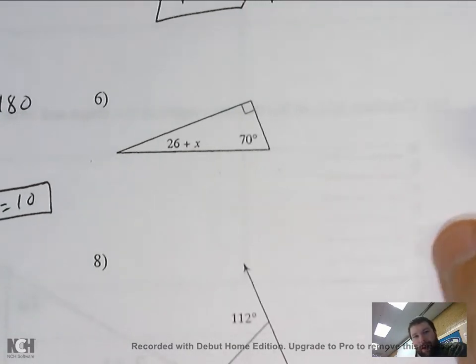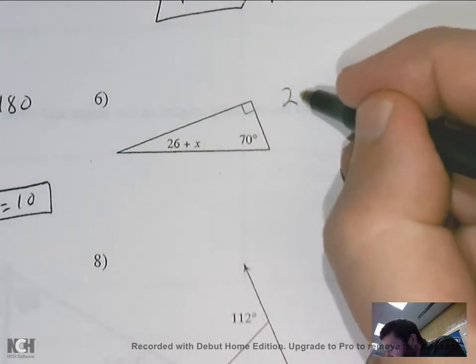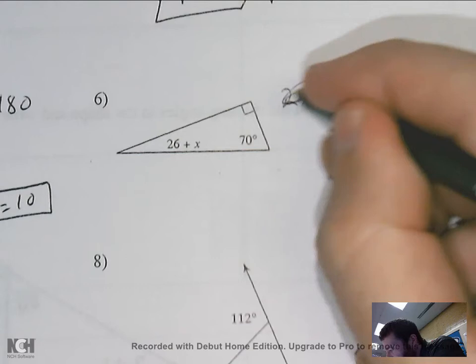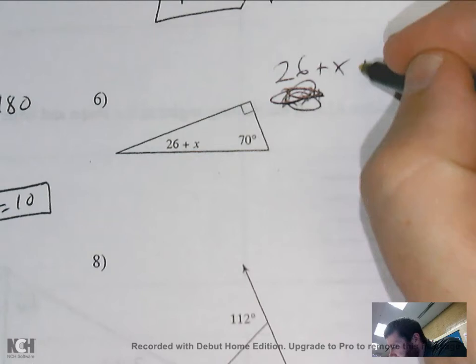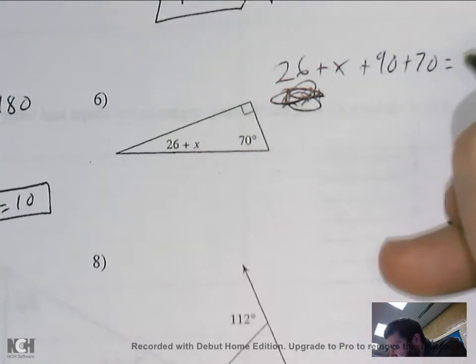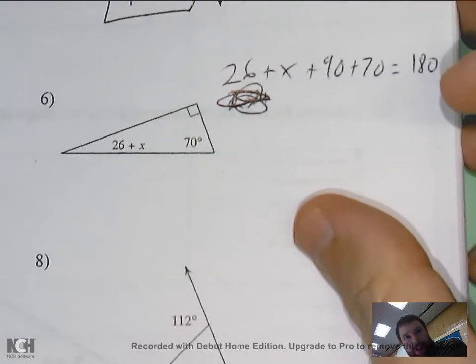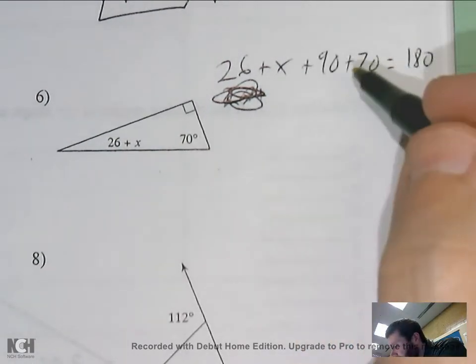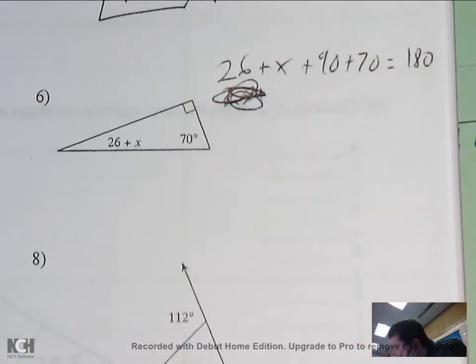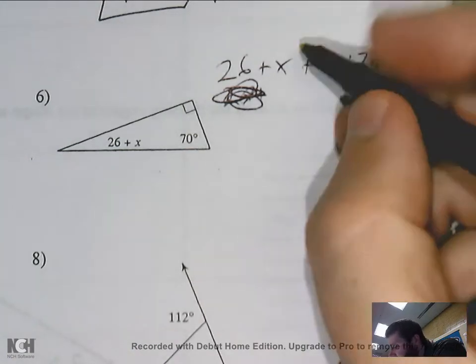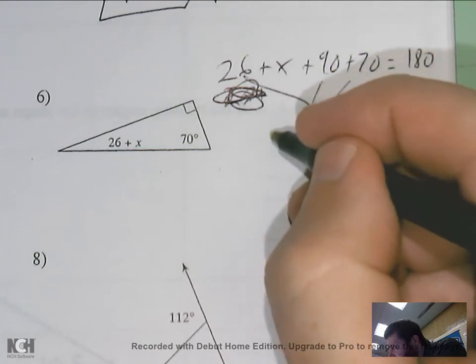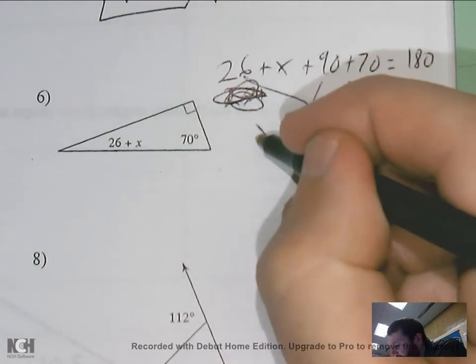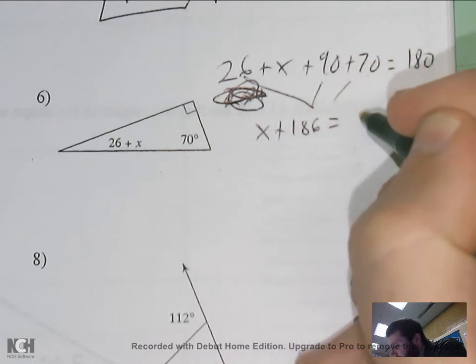Same idea here for number 6. I know all three angles. The box means 90, so you just add them together. So 26 plus x, whoops, I wrote 2x. 26 plus x, and then plus 90, plus 70 equals 180. Okay? So combine like terms, 90 plus 70 is 160, plus 26 would be 186. Yeah. So x plus 186 is equal to 180.